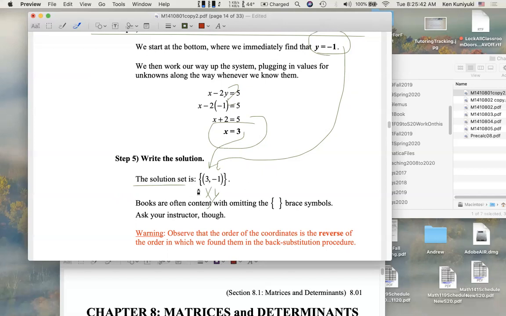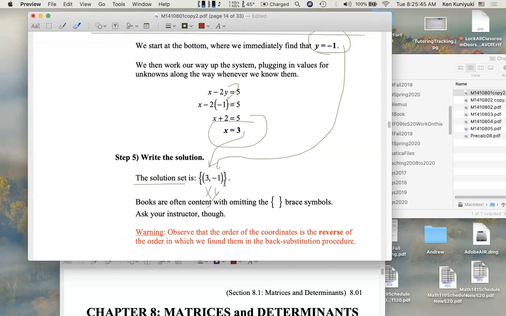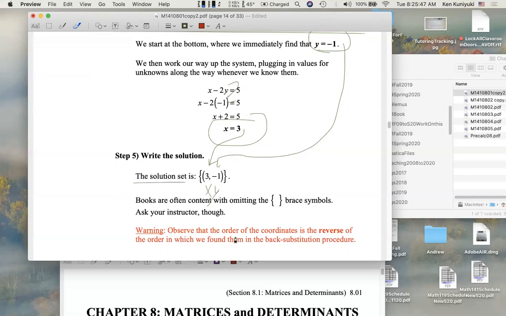All right, anyway, that's the solution set. Observe that the order of the coordinates is the reverse. x comes first, then y. We're solving for them in reverse order, but you have to put them back in alphabetical order, or whatever order is appropriate, like x1, x2, and so forth.